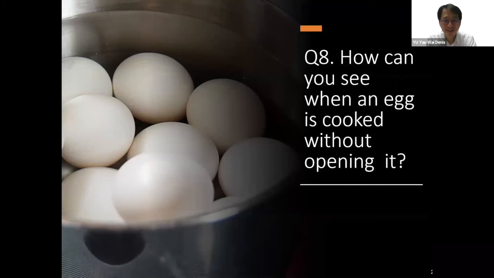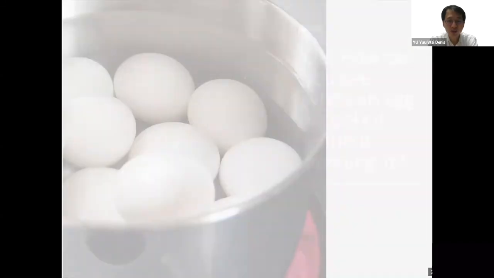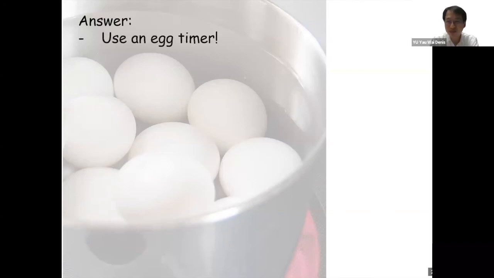Question number 8. How can you see when an egg is cooked without opening it? Your mom can probably tell you when an egg is cooked because they have a lot of experience. But if you don't have somebody with experience, how do you find out? There are actually things that can help you see how an egg is cooked. And one of them is called the egg timer. And I have one in here.